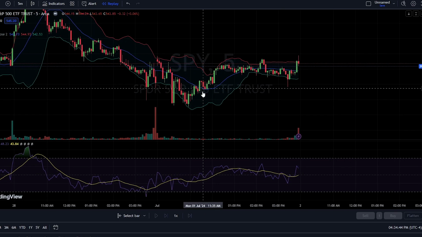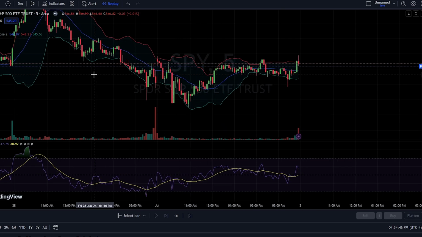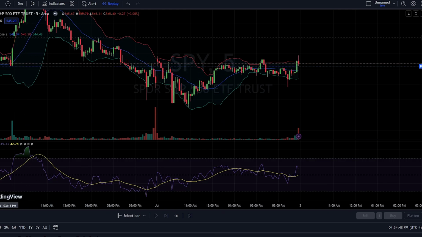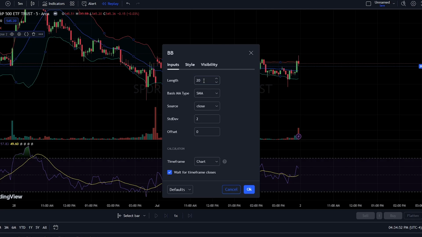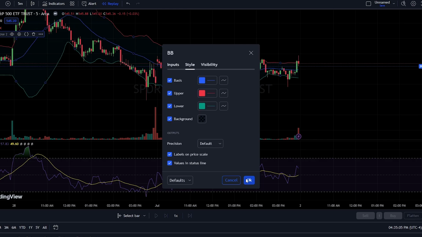Now, as you can see, the two indicators like this aren't really exactly optimized. So now what we're going to do is head over to the settings tab for the Bollinger Bands and change the length from 20 to 30. Now you guys are going to want to make sure that the standard deviation is set to 2 because anything higher or lower could cause inaccurate take profits or stop losses.